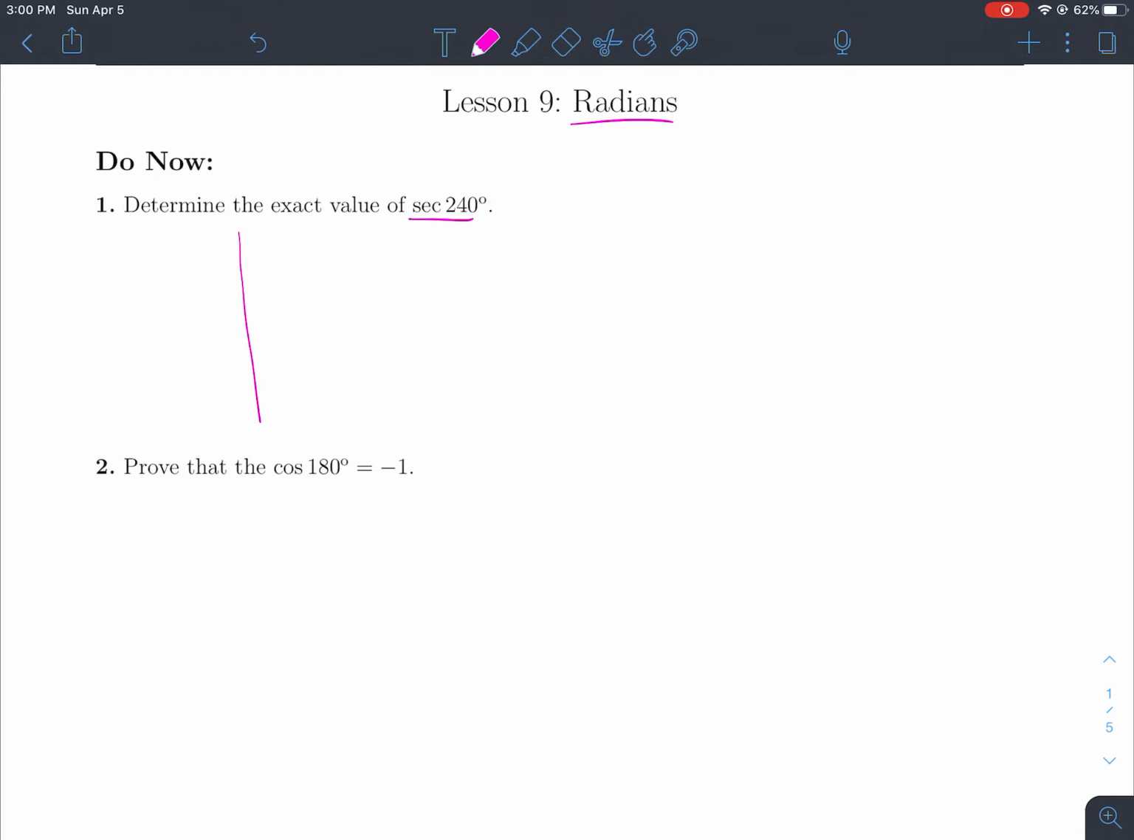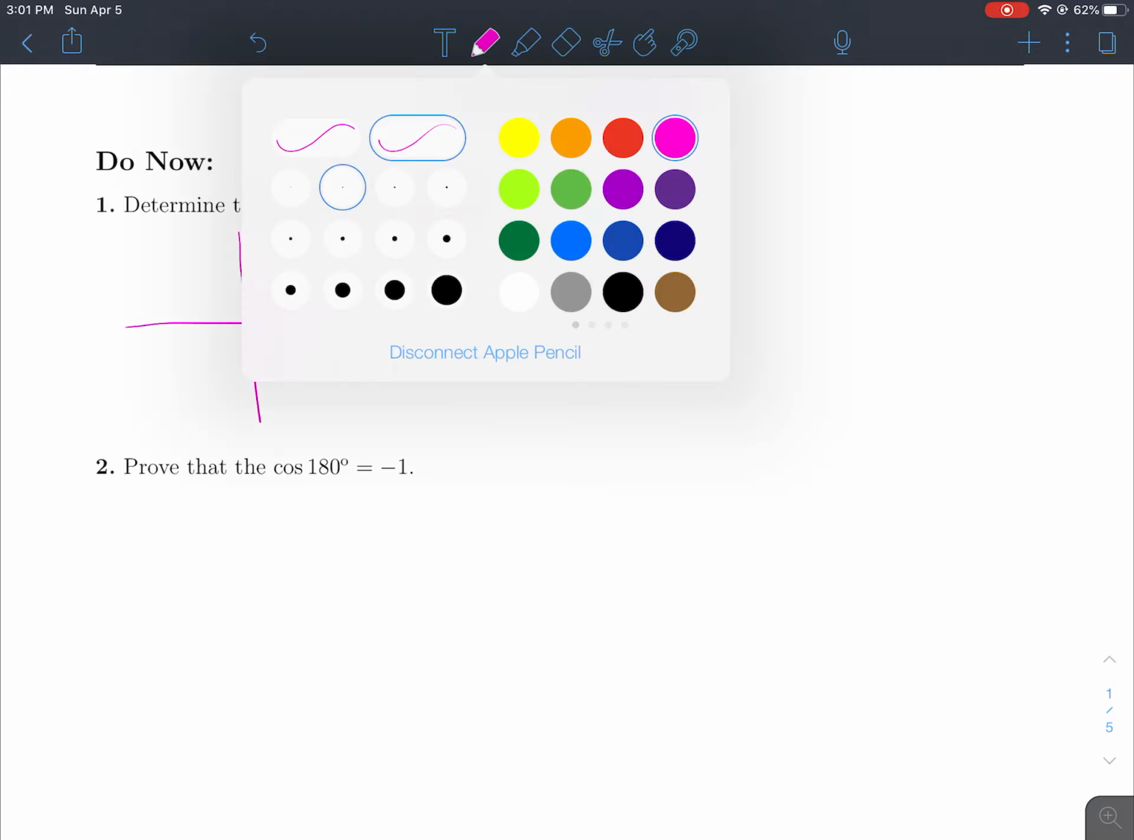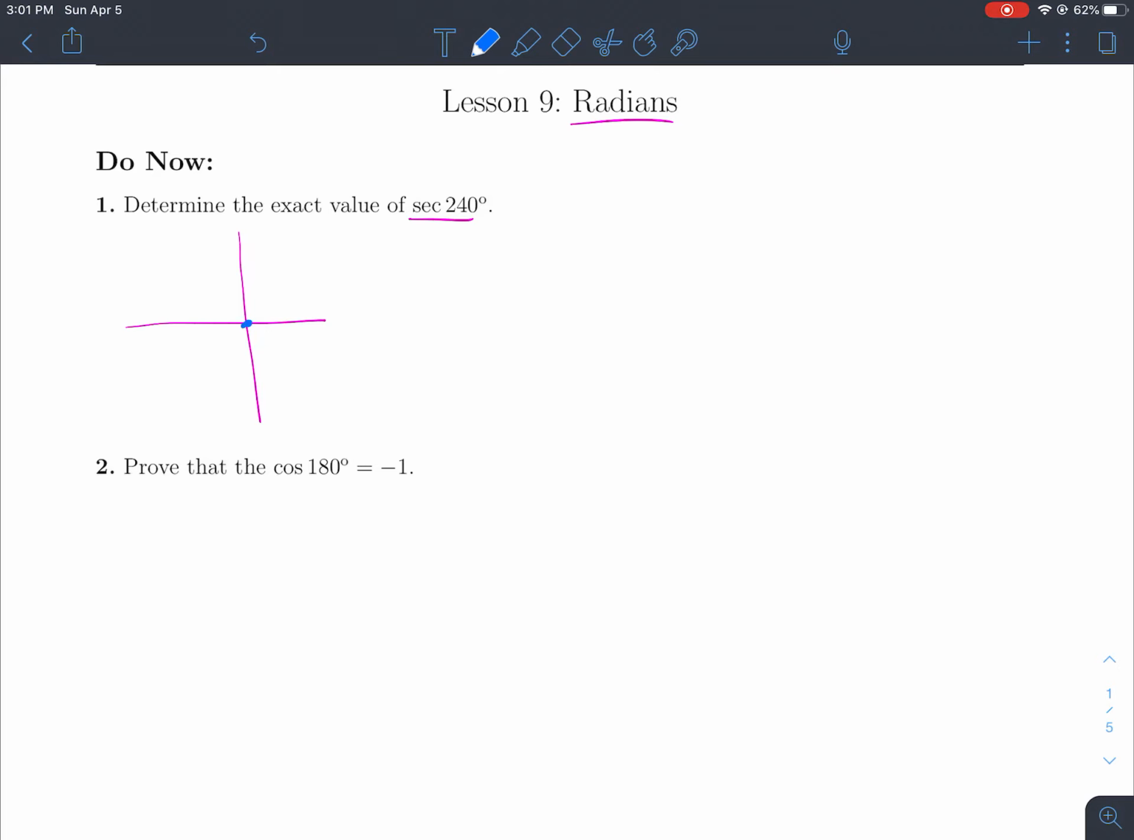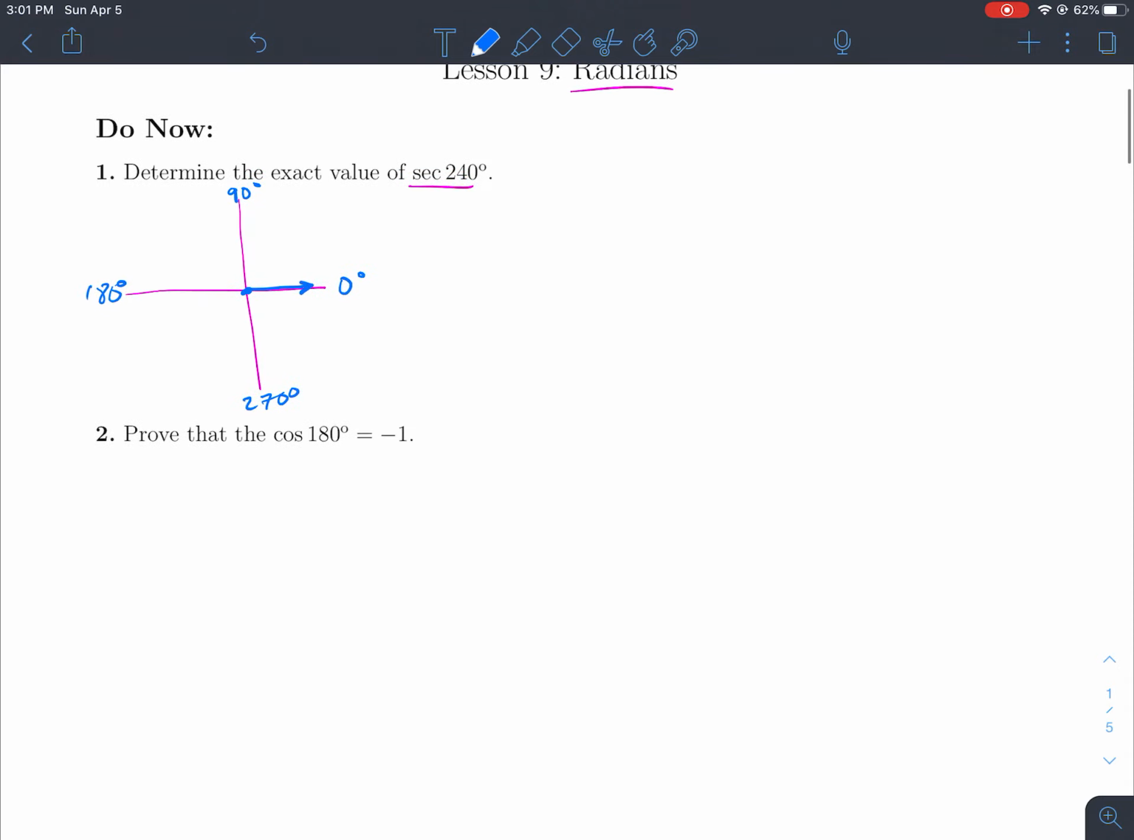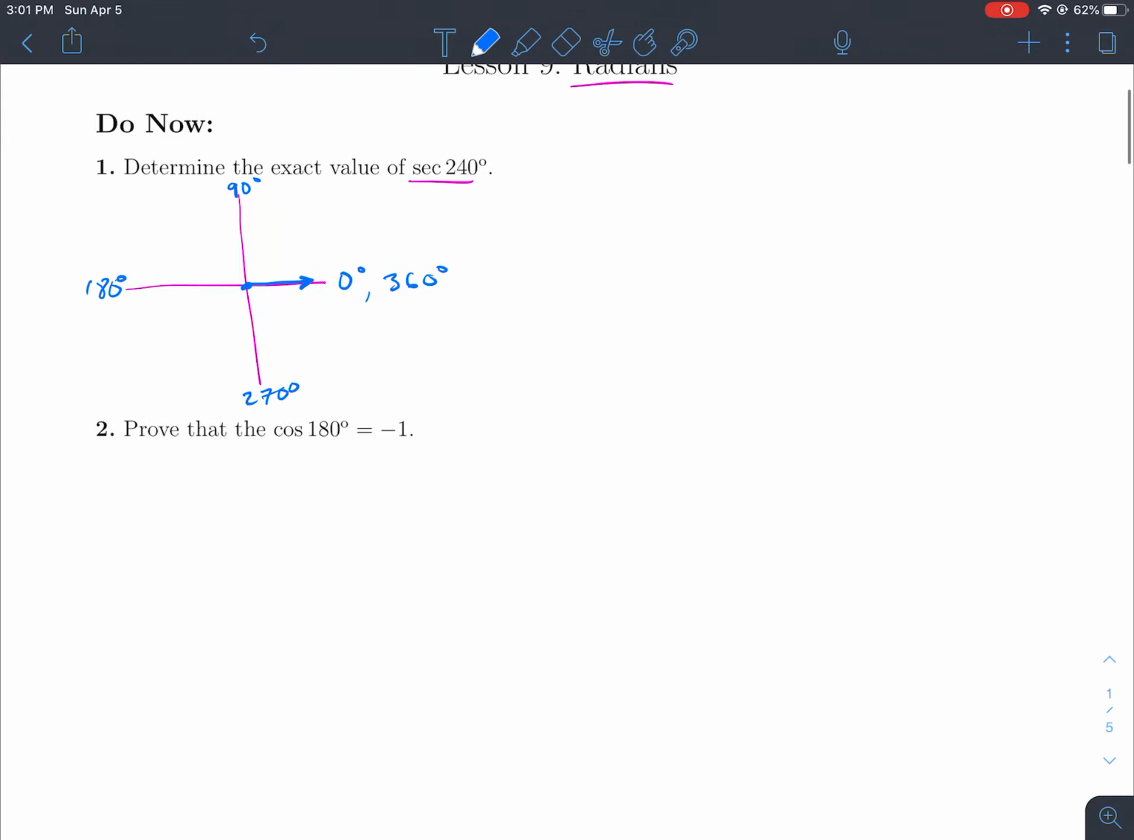So, 240 degrees, if we were to graph it, well, we know that every angle in the coordinate plane starts at 0 degrees, and then as it opens upwards, this would be 90 degrees, 180 degrees, another 90 would make this 270 degrees, and a final 90 would make this 360 degrees. And so for 240 degrees, that's going to be somewhere between 180 and 270. So we can graph it right here.